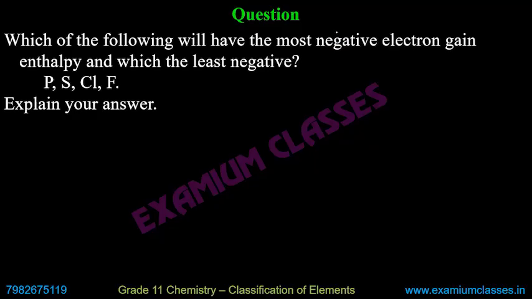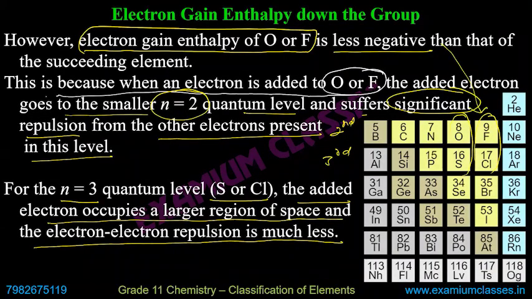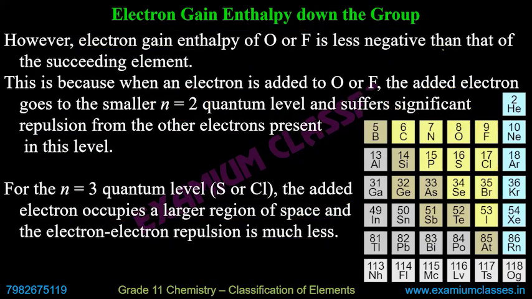We just talked about that the most negative region is here, but there is an exception. Theoretically, fluorine should have the most negative electron gain enthalpy, but actually chlorine has, because fluorine has higher interelectronic repulsion. So chlorine has the most negative electron gain enthalpy in the periodic table.